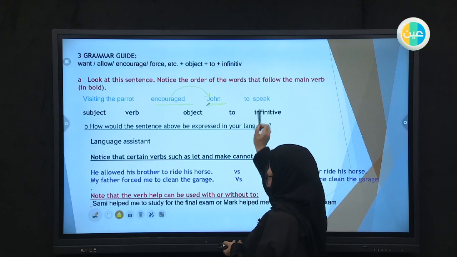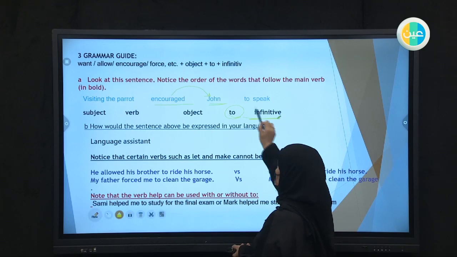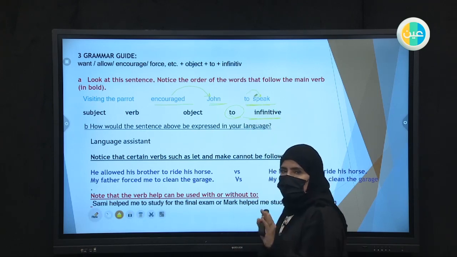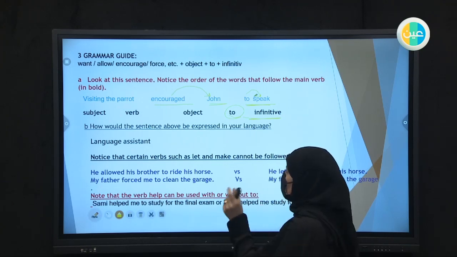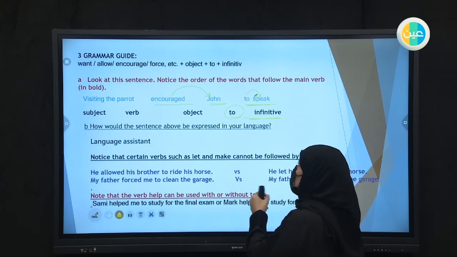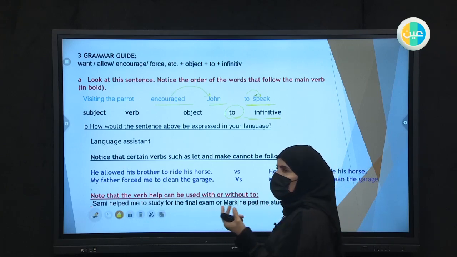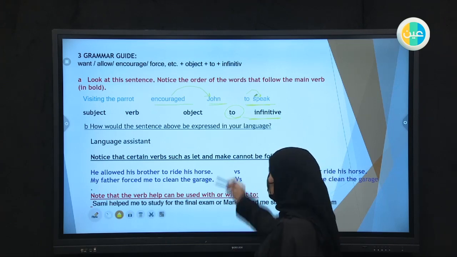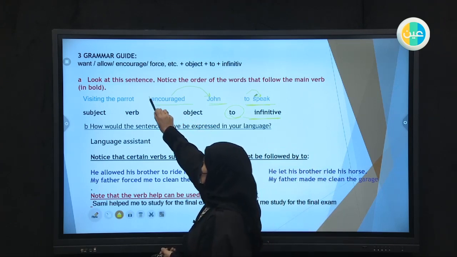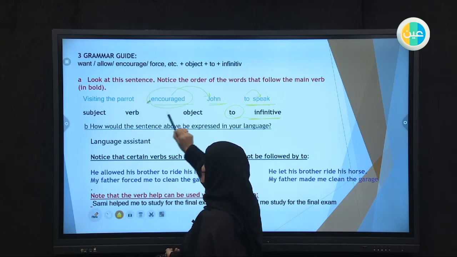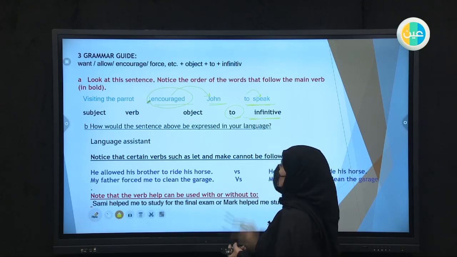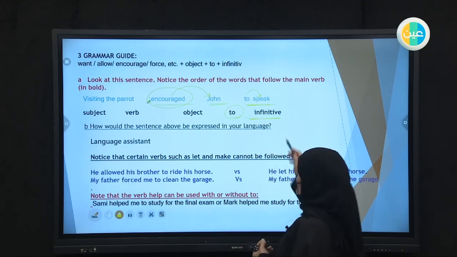Then what comes after the object? To, then the infinitive of the verb. To speak. To followed with the infinitive, with no additions to the verb speak. So: visiting the parrots encouraged John to speak. زيارة الببغاء شجعت جون على التحدث. Here we have encouraged after the subject, then we have an object. After that to, then the infinitive of the verb.